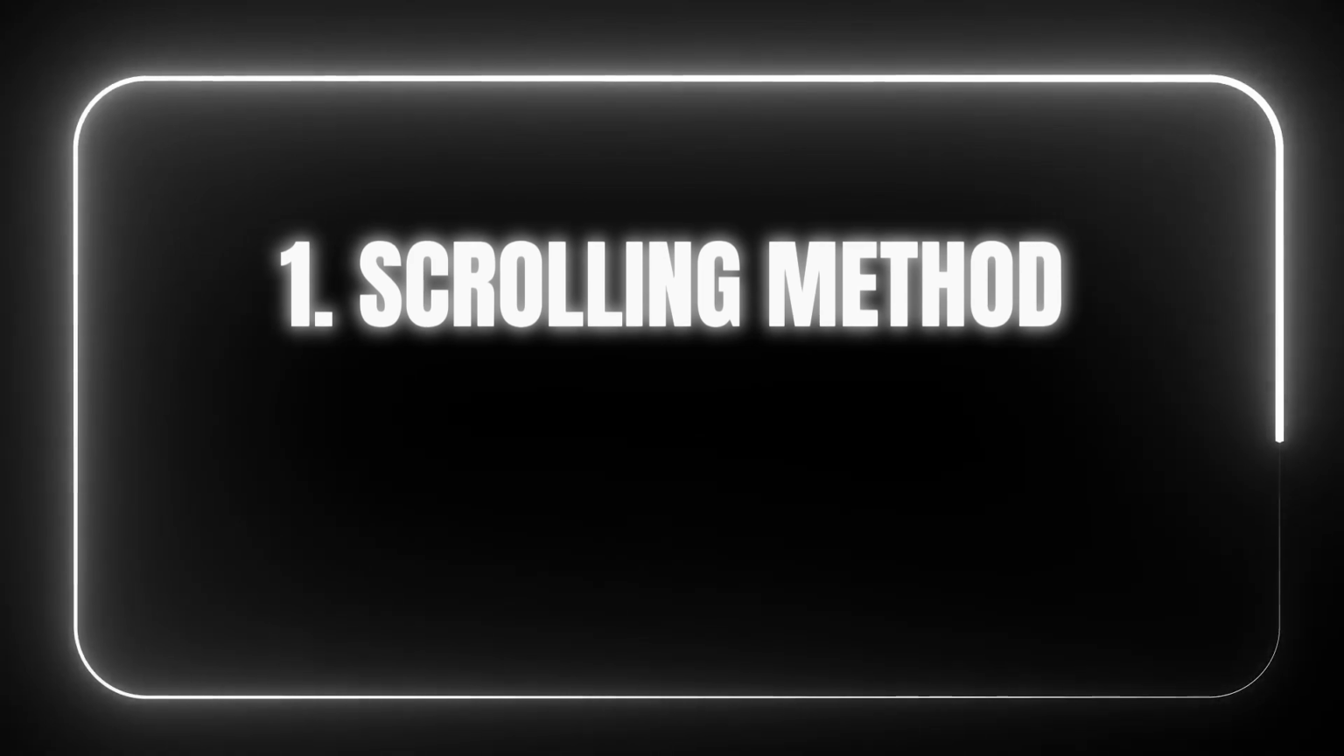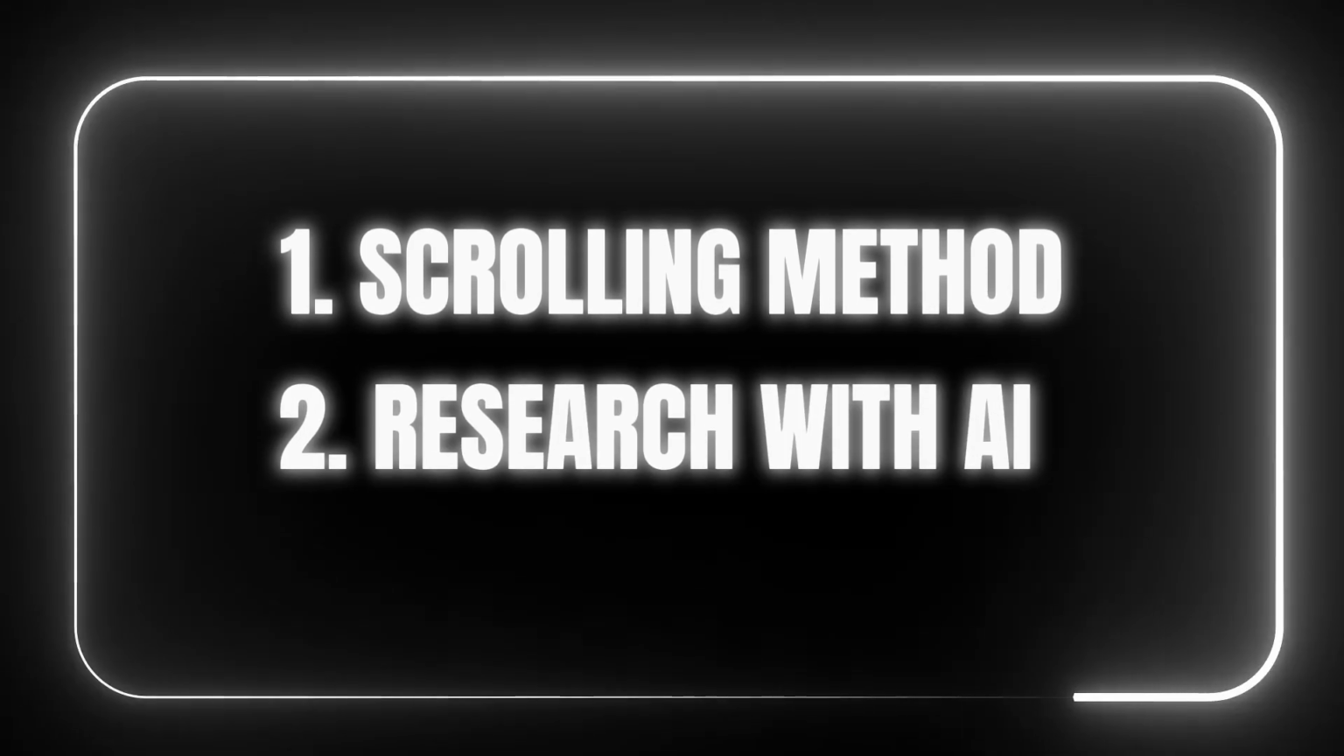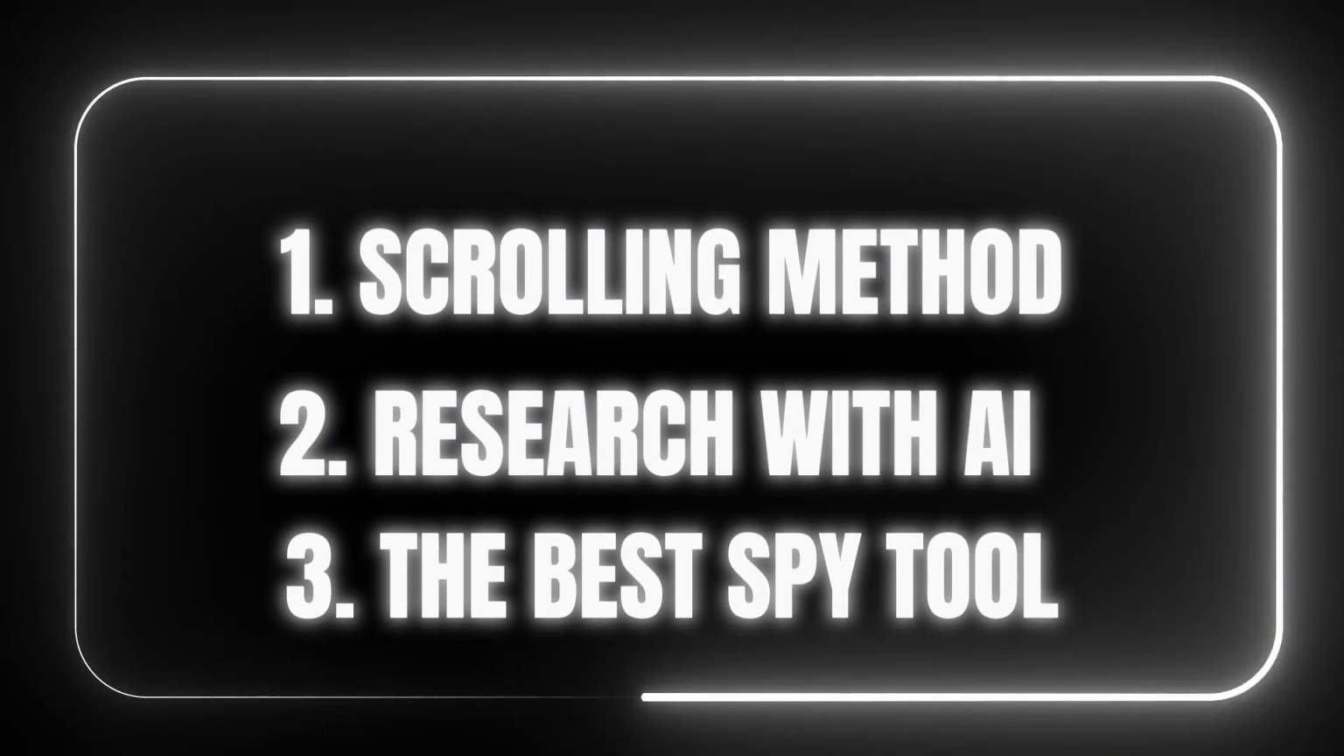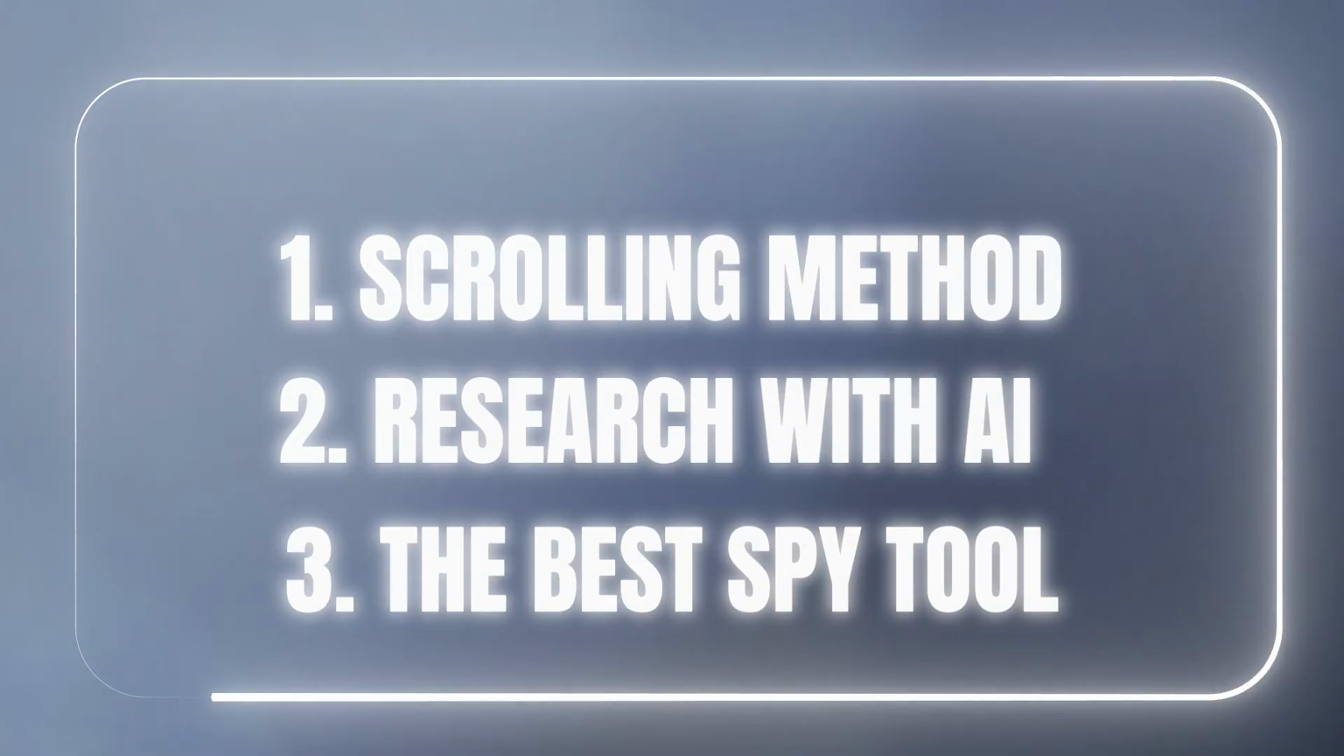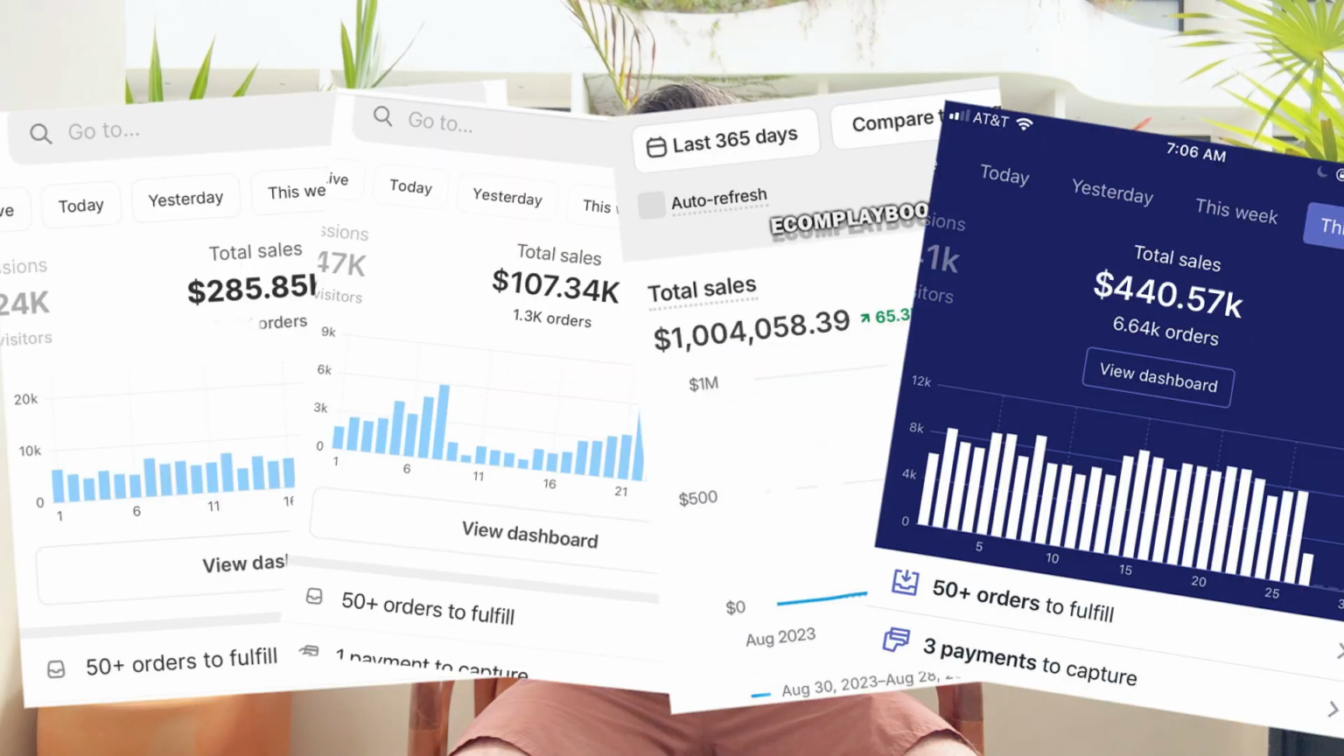What? First, we're going to search for a product together using the scrolling method. And then next, we'll look for early trending products using AI. And then I'll show you a spy tool that just makes research look too easy. My name is Scoot, and I'm a dropshipping OG. I've scaled multiple products, and these are the methods that I use when looking for a product to sell.